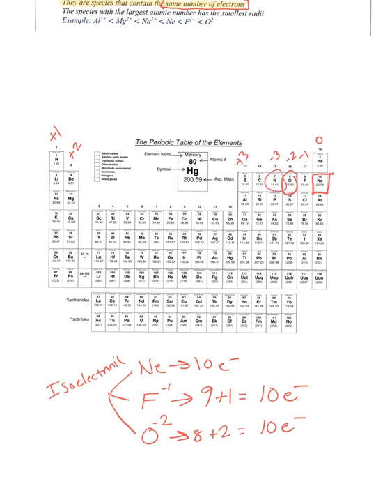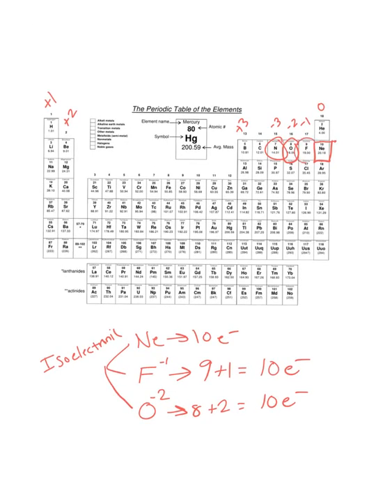Let's do another one. N. Okay, we did F already. N, how many electrons does N have? 7. But what about N minus 3? So what does it mean, minus 3? It means add 3 electrons. So now it has 10. So this is also in the isoelectronic series. All right, now these are all of the non-metals.